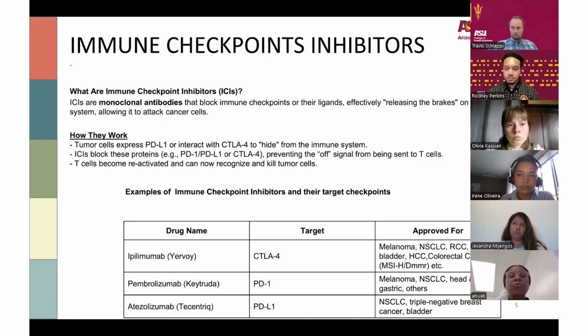Now we have these immune checkpoint inhibitors, examples here on this table. I just gave a little example, which is ipilimumab, which targets CTLA4, pembrolizumab, which targets PD-1, atezolizumab, which targets PD-L1. How do they work? Tumor cells express PD-L1, and they interact with CTLA4 to hide, so that they can hide from the immune system to act on them. This is how the immune checkpoint works. Next slide, please.